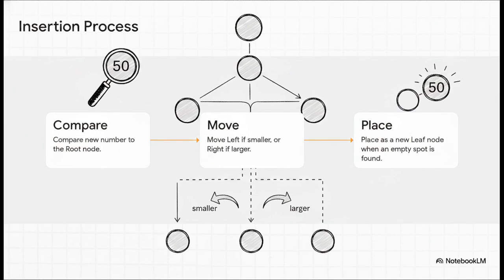Let's actually visualize how this works with an active insertion scenario. Imagine we want to drop the number 50 into our tree. Step 1, we start at the top and compare 50 to our root node. Step 2, we just follow the rule. If 50 is smaller than the node we're looking at, we instantly move left. If it's larger, we instantly move right. We continuously ask smaller or larger as we travel down the branches. Step 3, the exact moment we hit an empty spot at the bottom of the path, we place our number 50 right there as a brand new leaf node. The sorting process becomes entirely visual, super logical, and incredibly fast.